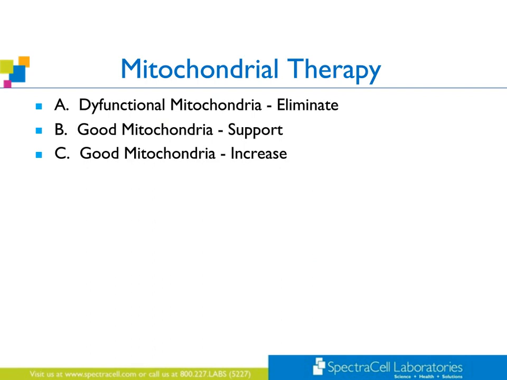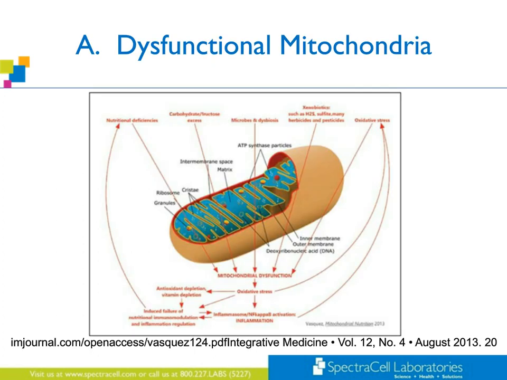So tonight we're going to be talking about the dysfunctional mitochondria and how we get rid of them, how to support the good mitochondria, how to increase good mitochondria, and then also how to protect ourselves from further damaging of mitochondria. So when we talk about dysfunctional mitochondria, there are 5 major factors that are thought to contribute to dysfunctional mitochondria.